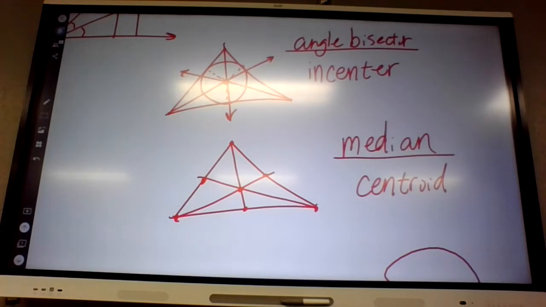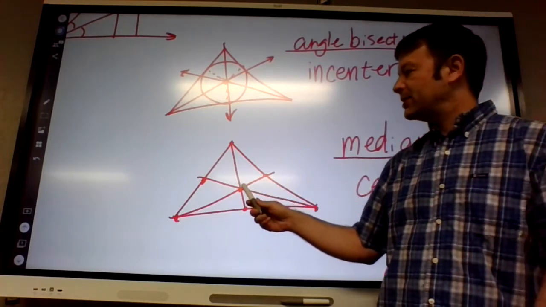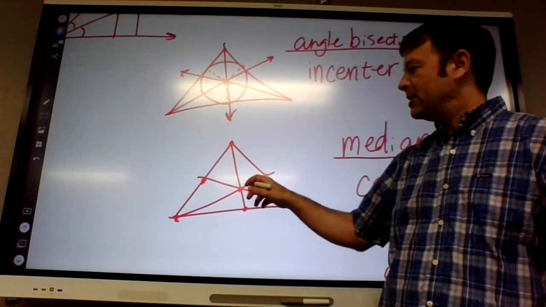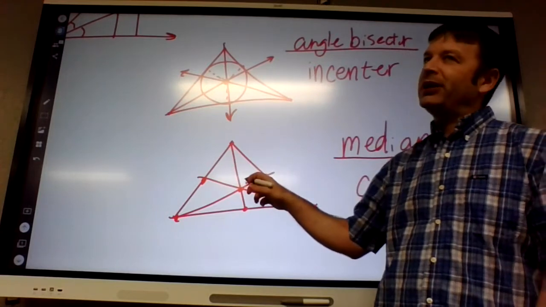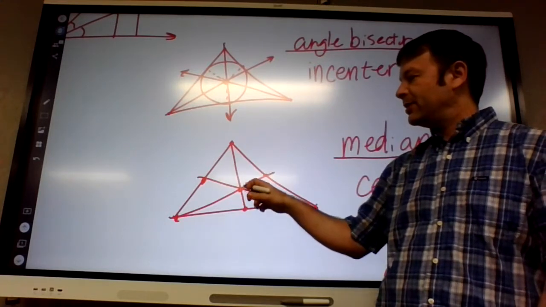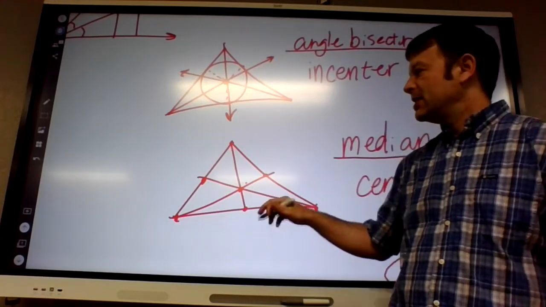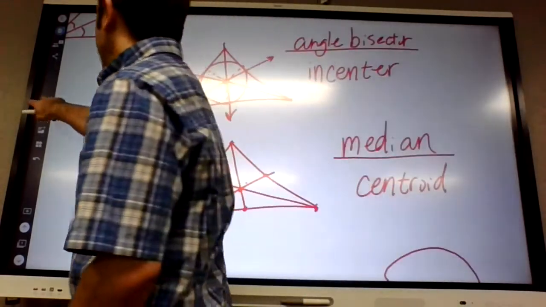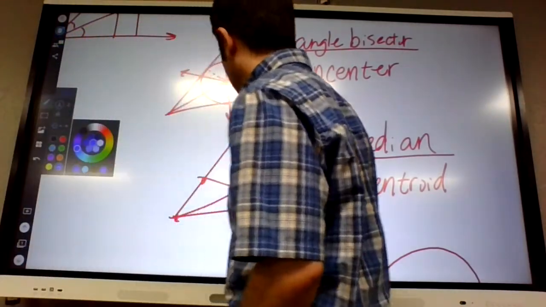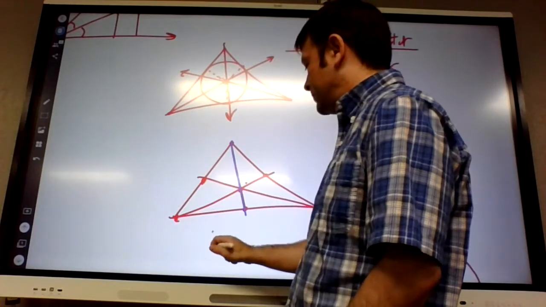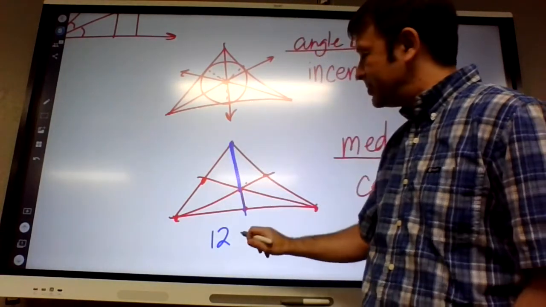One weird thing about medians is that the centroid, I didn't draw it very well, but basically the centroid is going to be 2/3 away from the vertex and 1/3 of the distance is from the side. I don't know if that makes sense. So let's say the whole median here was like 12 long.